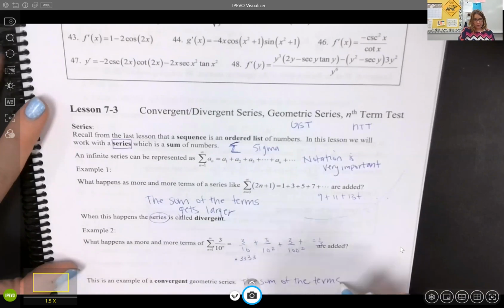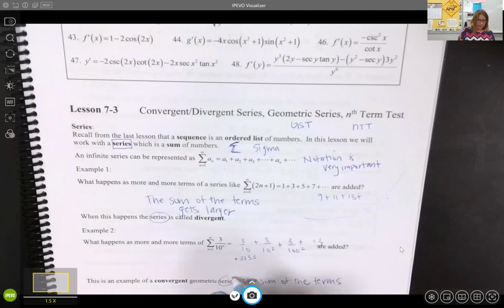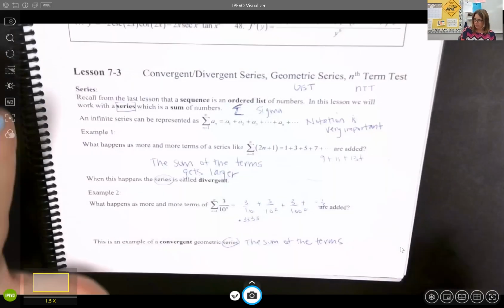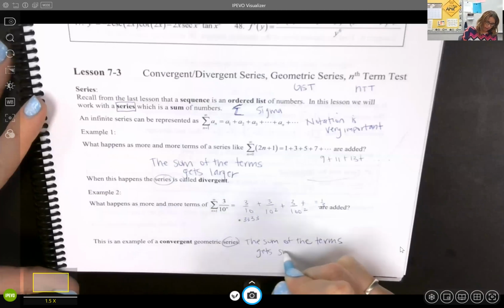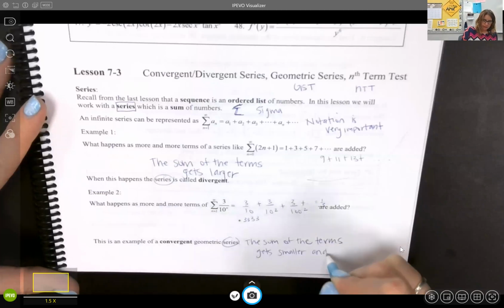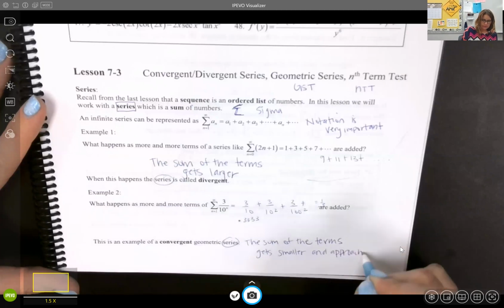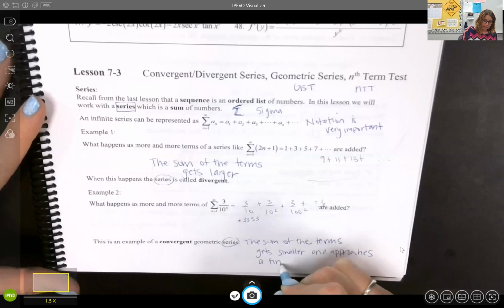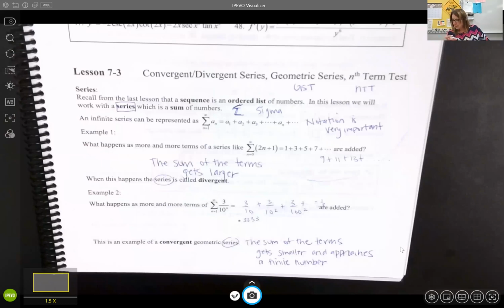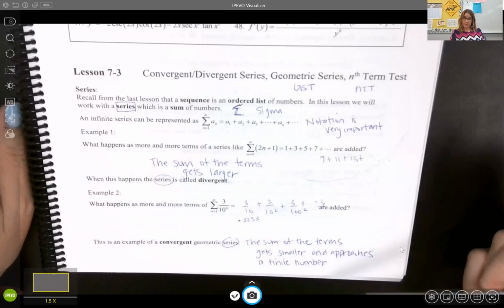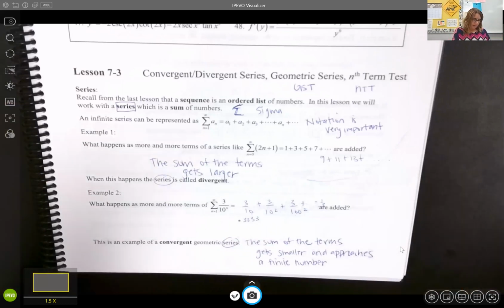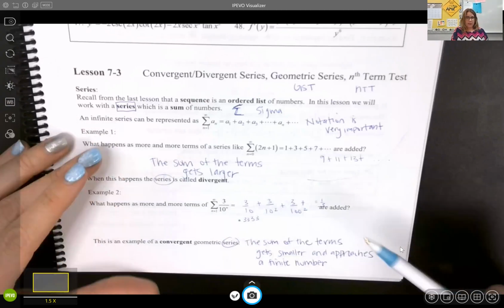So this is a convergent series. Again, a series is the sum of the terms. So as I add more and more terms together, the sum of the terms gets closer and approaches a finite number. Okay, so it's going to approach and get to a number that is going to get closer and closer to that number, but never touch that number. But I can come up with a number. Okay, so hopefully you can see the difference between convergent and divergent.